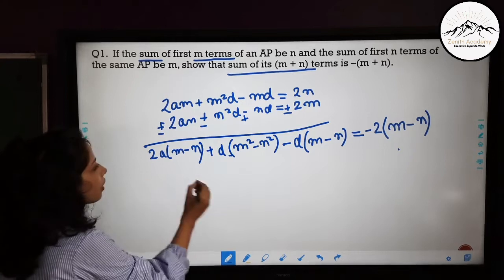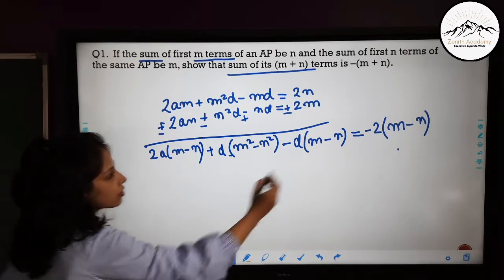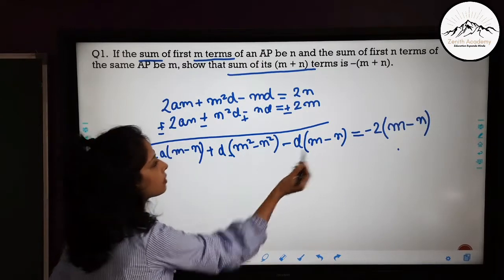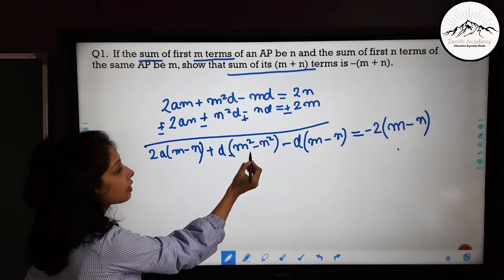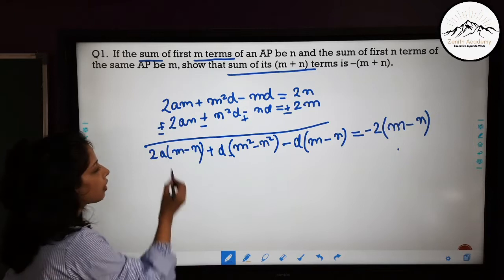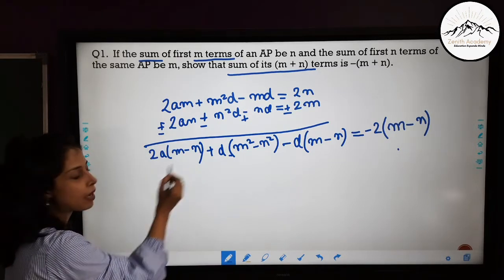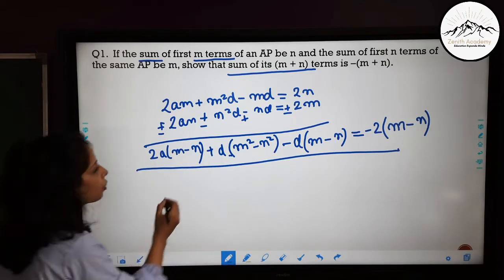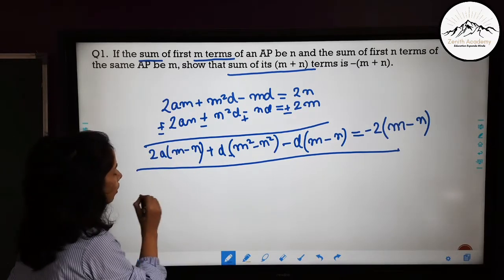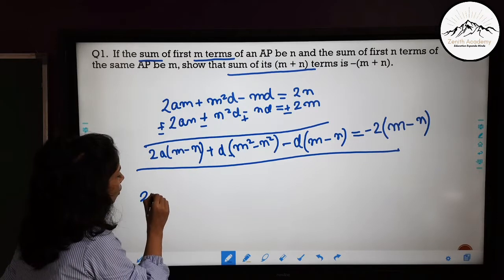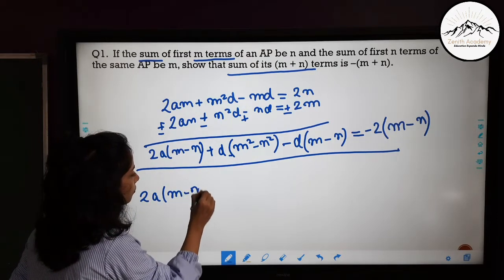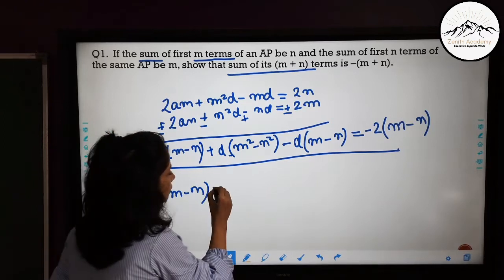So now since here it is minus, m minus n is common, m minus n is also here. Here it is m square minus n square and here it is again m minus n. Now I show you the next step, how can we simplify it. 2a m minus n plus d.